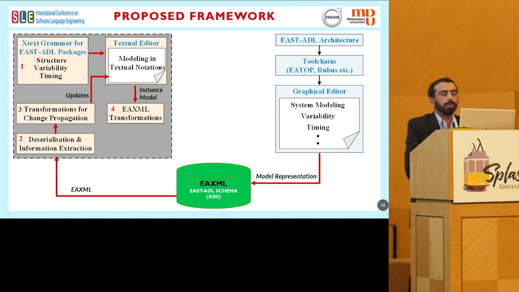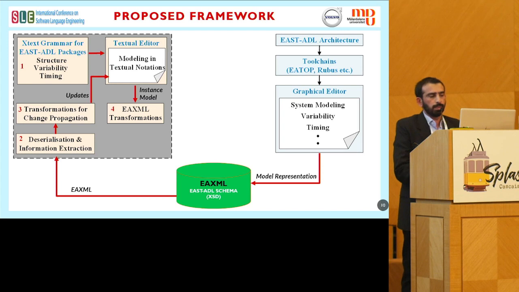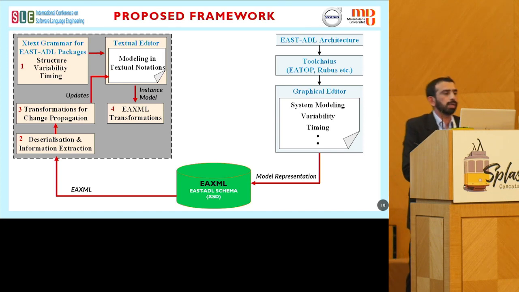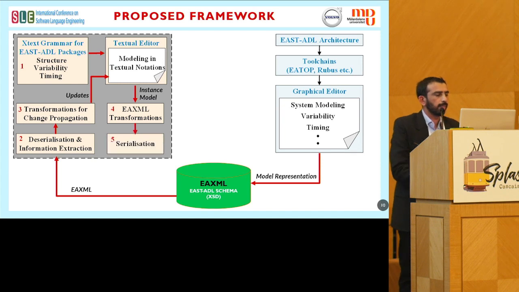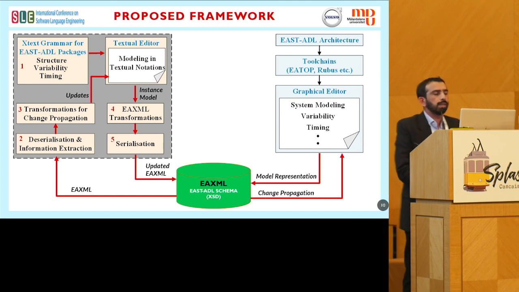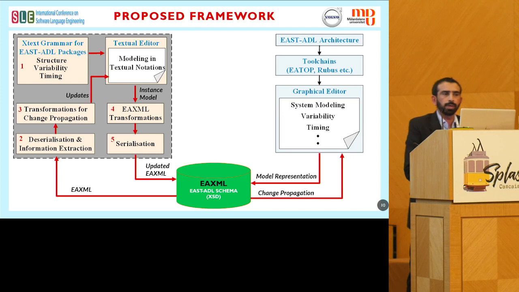At step 4, a transformation needs to be implemented to convert the textual instance model into the EXML format. This is essential for change propagation from the textual editor to the graphical editor. At step 5, serialization is performed, as most of the graphical tools only operate on the serialized EXML. So this leads to the updated EXML, and in this way, the changes from the textual editor are propagated back to the graphical editor. So steps 2, 3, 4, 5 are executed iteratively to achieve blended modeling in EAST-ADL.